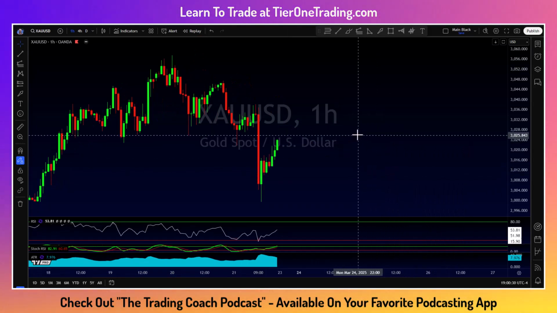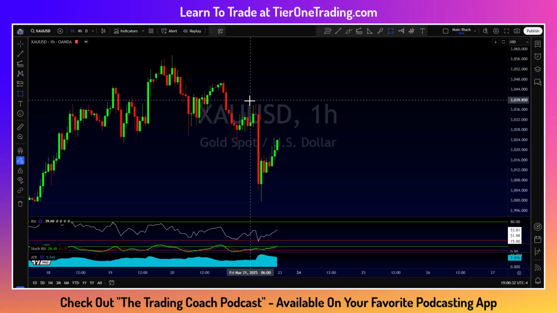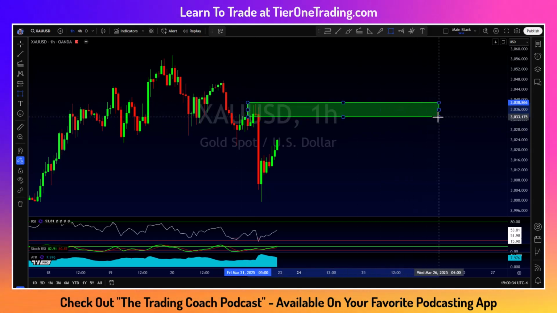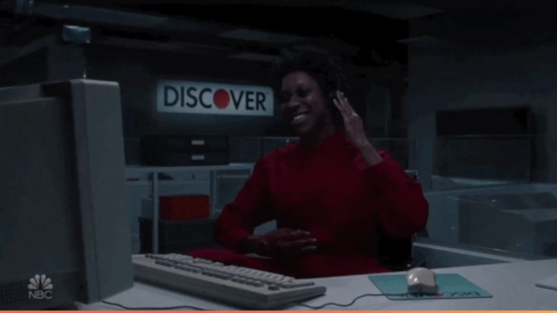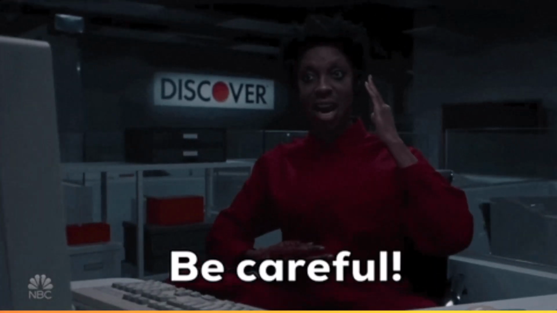Now, if we head down to the hourly, here's what I'm looking for, a very short-term move. If price is going to continue up, we are going to continue up to this level most likely. And I say most likely because I just caught myself trying to tell the market what it is going to do. And if I've learned anything in my 18 years of experience, never tell the market what it's going to do. That is the quickest way to lose.